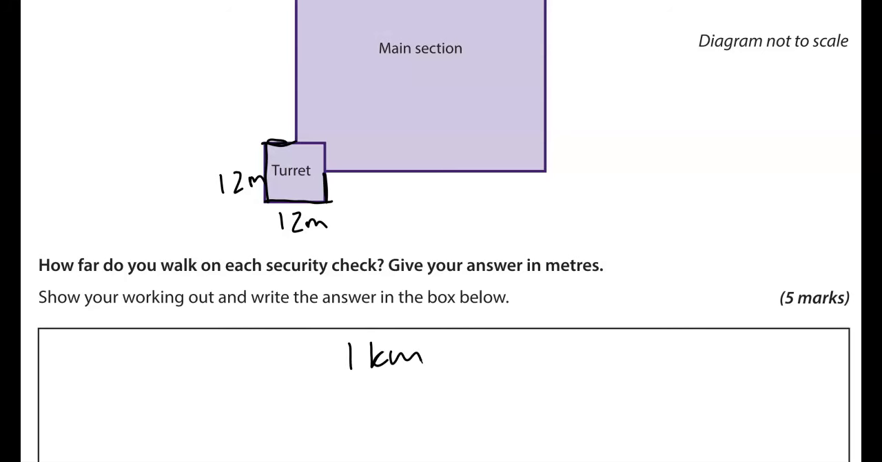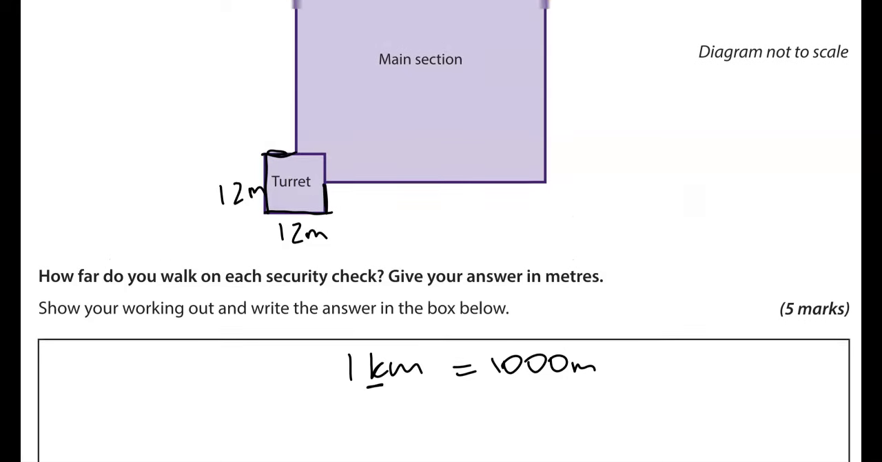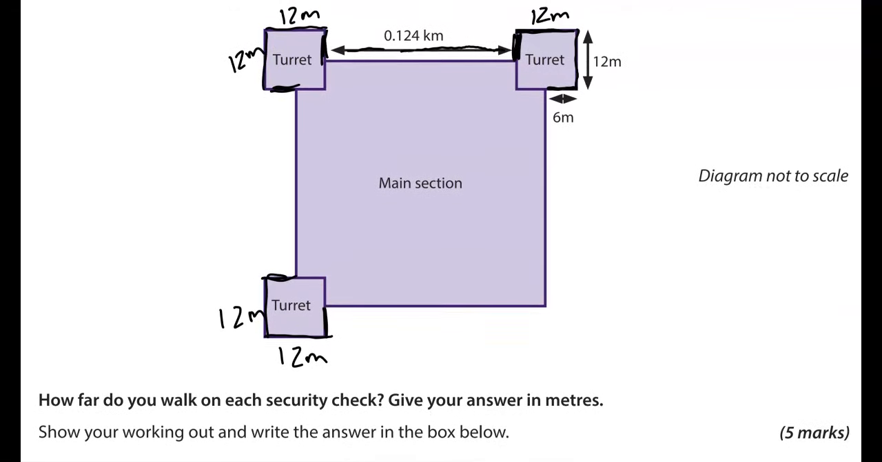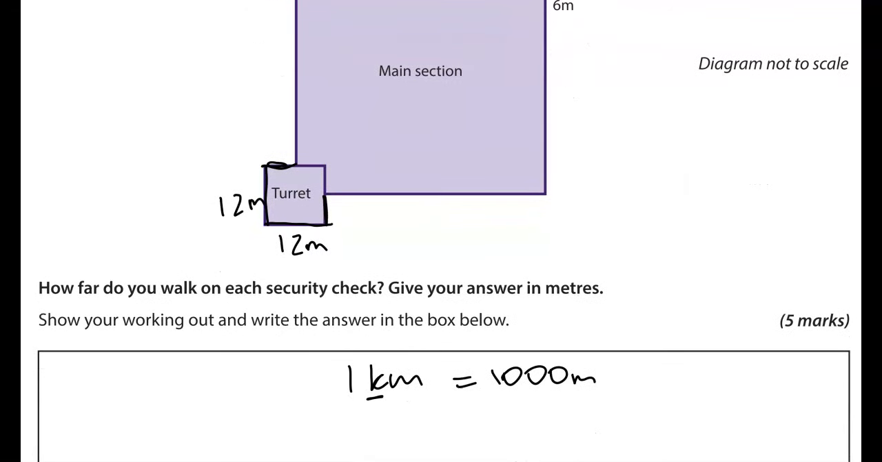In 1 kilometer there are 1000 meters. K we use in everyday life to mean 1000, so km means 1000 meters. Now 0.124, that is 124 meters. So 0 point means it's less than 1 kilometer.